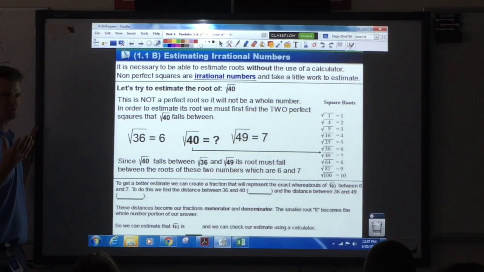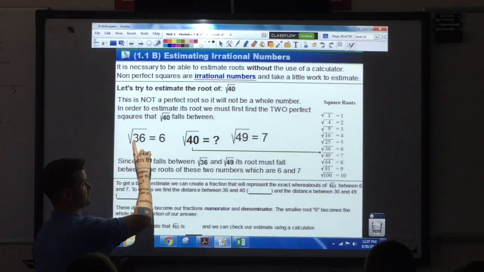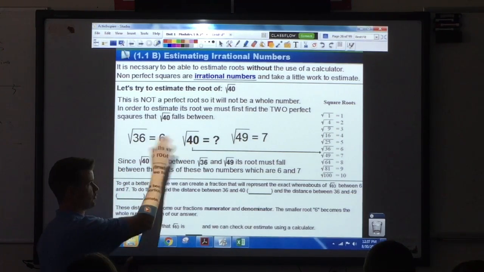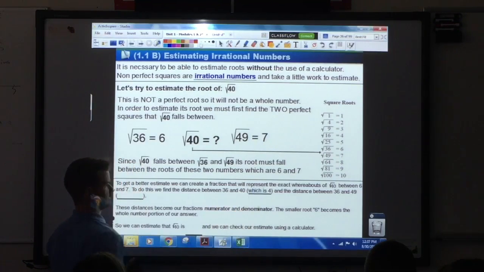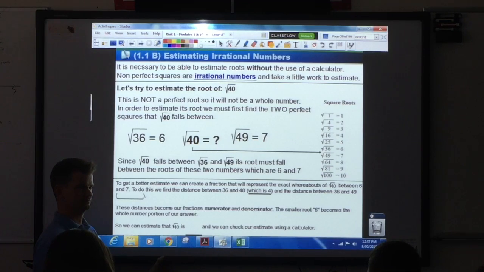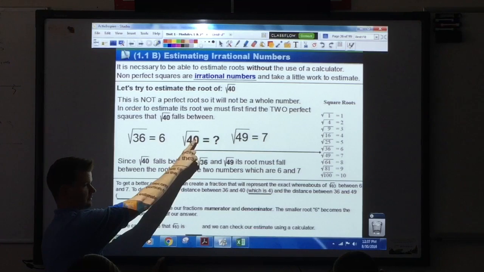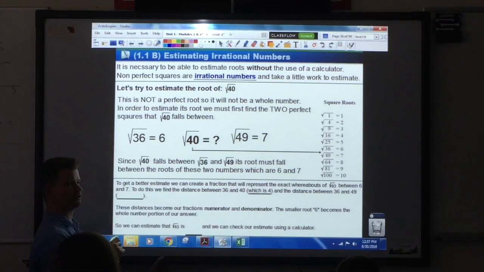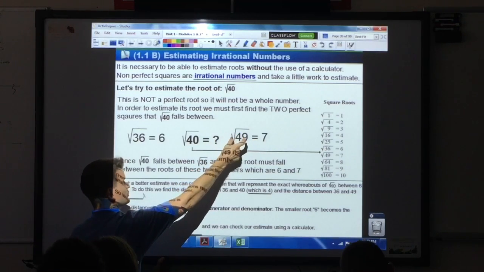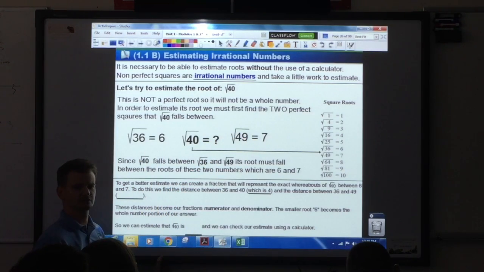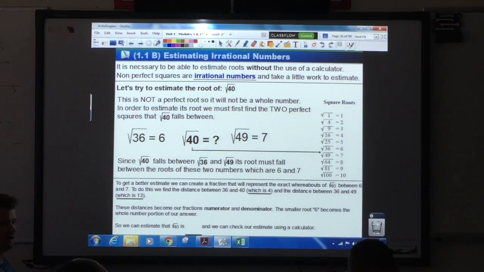But we want to make a fraction, which we can go back and turn into a decimal. So we find the distance between 36 and 40. What's 40 minus 36? 4. So the distance is 4. You find the distance between the smaller perfect square and the number, and then you find the distance between the smaller perfect square and the larger perfect square. What's the distance between 49 and 36? What's the difference? Anybody? 13. And that right there just gave me my answer.